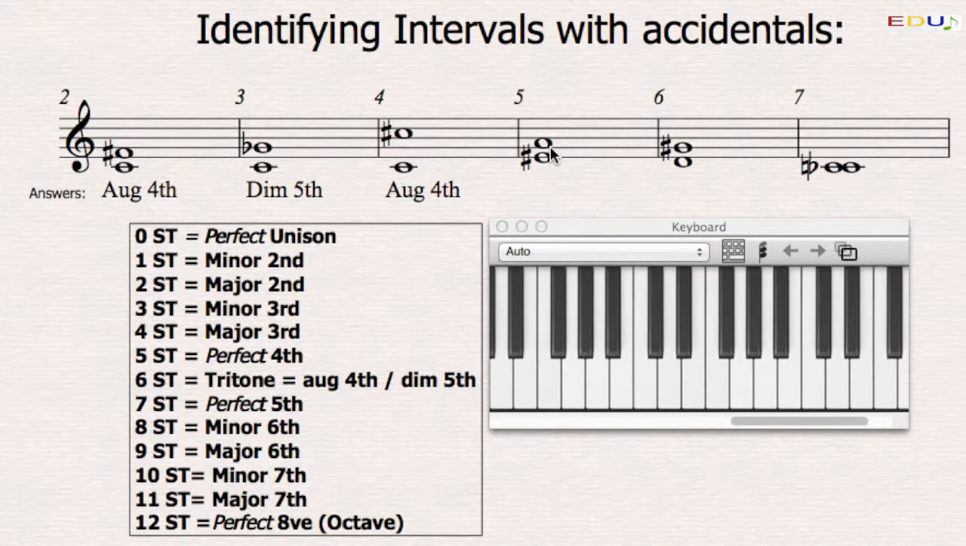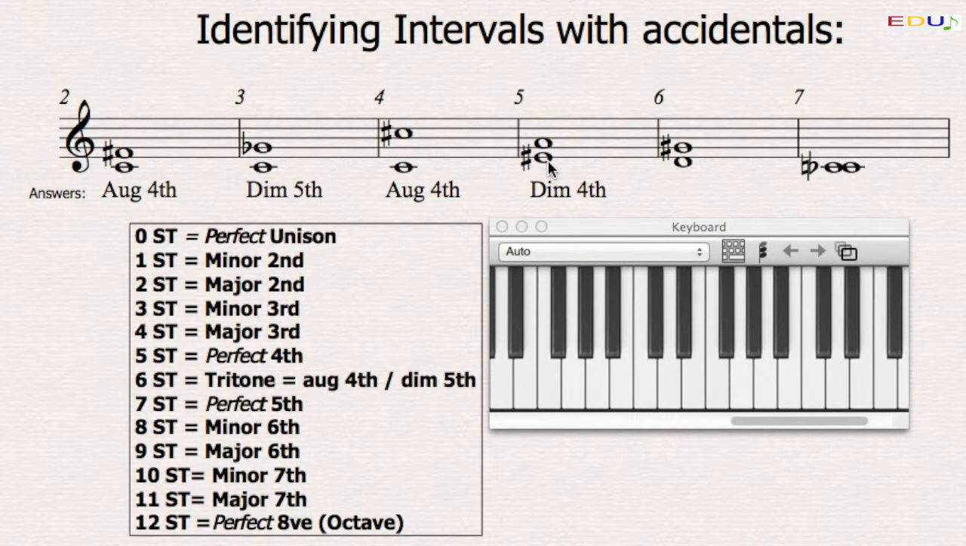E sharp to A. We ignore the accidental. E to A is a perfect fourth. 1, 2, 3, 4, 5 semitone steps. The sharp makes the interval smaller. It brings the E closer to the A. So the perfect fourth turns into a diminished fourth. E sharp to A is a diminished fourth.